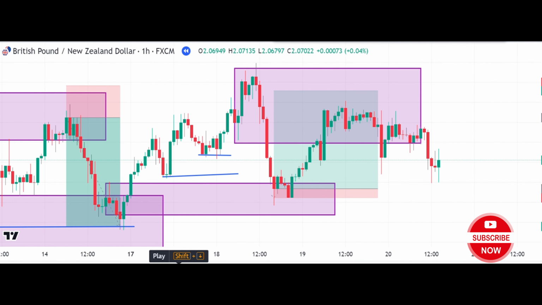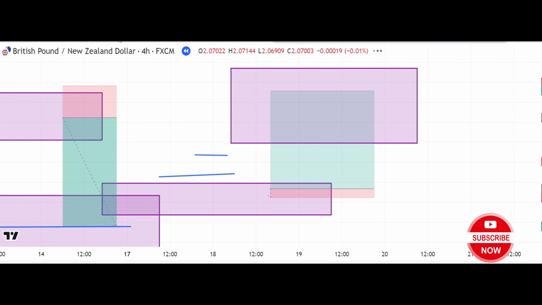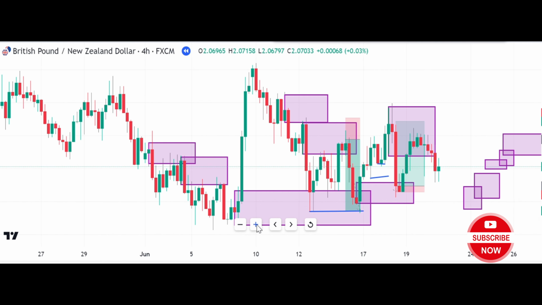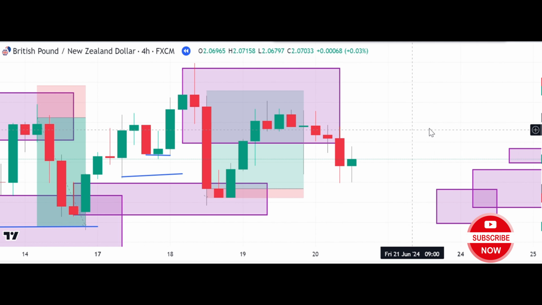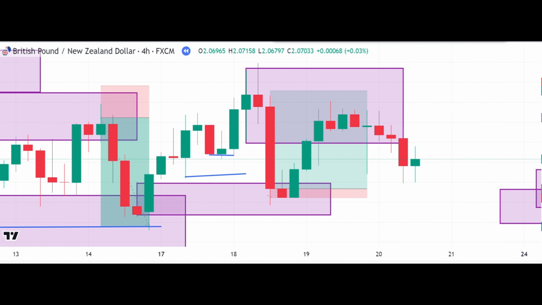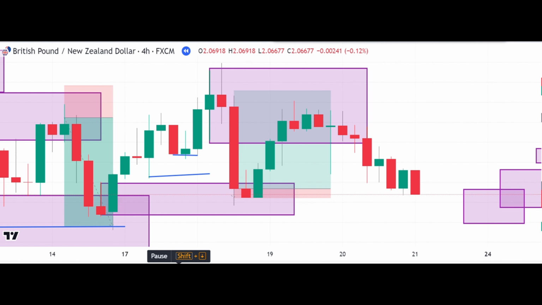So let's move to the 4 hours. Let's check it out. Okay, so now watch this. This would have been a good trade yet because this level did not break the structure. So let me just play it and see how it goes.